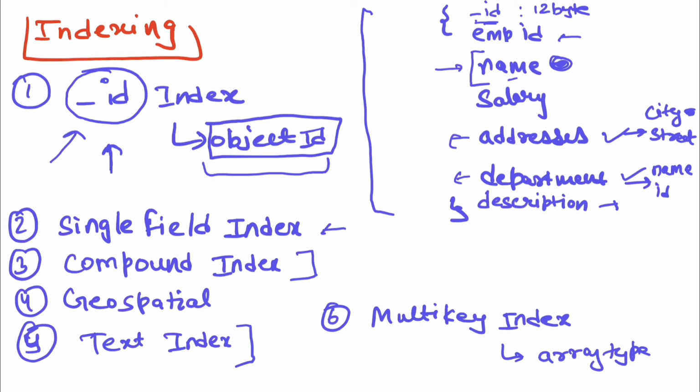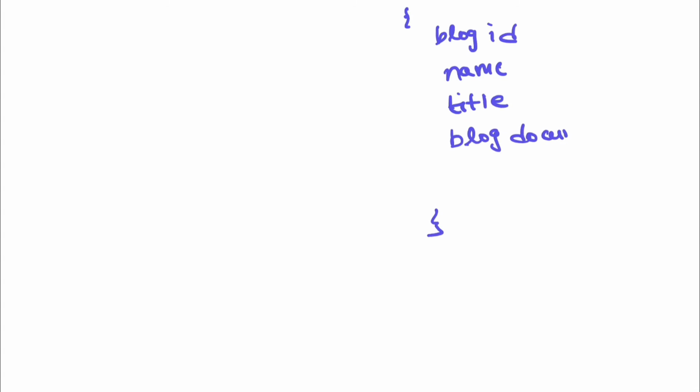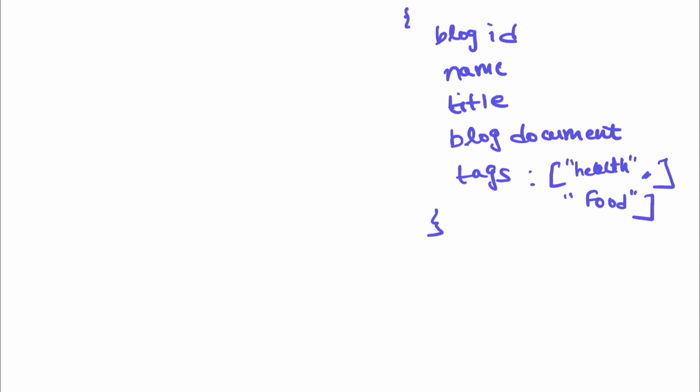Just a practical scenario, let me write it down here. Let's say you are building a blogging application, and you have multiple blogs. You have a blog ID, a name or title of the blog, the complete blog document, and let's say you want to define tags for the blog. Now these tags could be an array. The first tag could be health, the second tag could be food. It could be any type of tags, right?